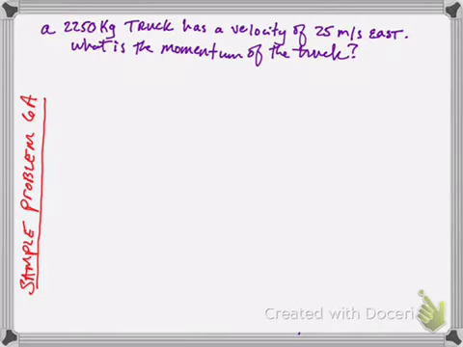Hey everybody, we are going to do sample problem 6a, and what we have here is the concept of something called momentum. The truck weighs 2,250 kilograms and has a velocity of 25 meters per second east. So we know that things that are massive, moving with a certain velocity, have something, but we haven't ever put really a name on it yet, and it's called momentum.